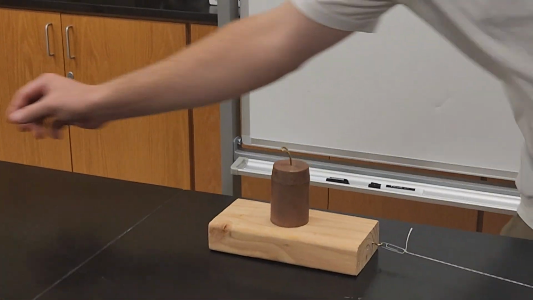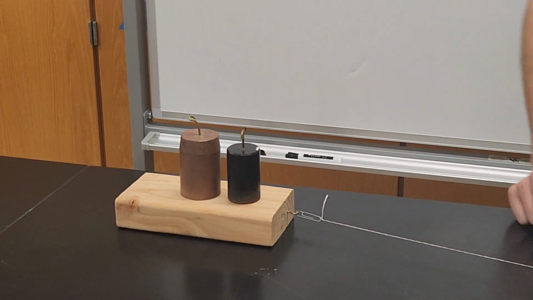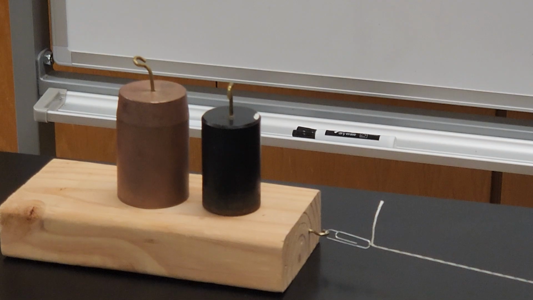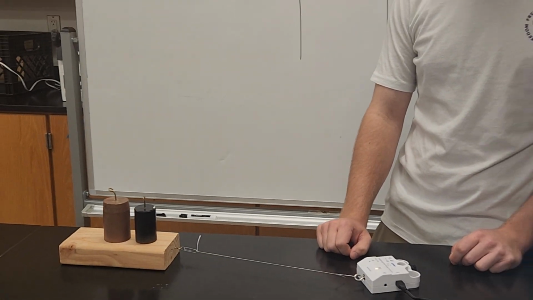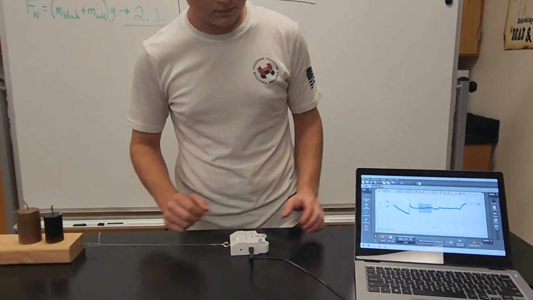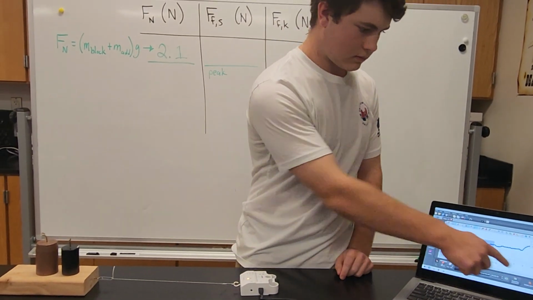Then we're going to add some masses to our block right there. So let's grab some more masses from over there. Put it on the block. Now we're going to have a larger normal force, and we are going to repeat. So CJ, let's show them again with this one. If you'll just hit the record button when CJ is ready.